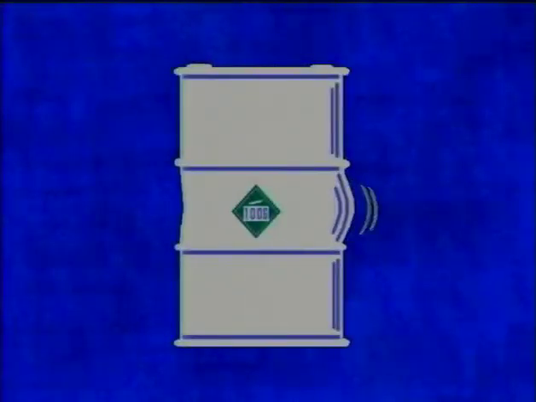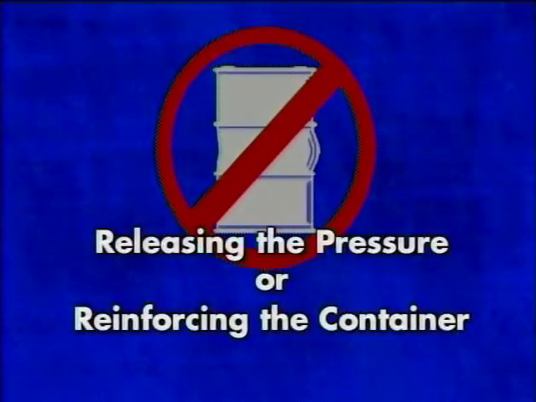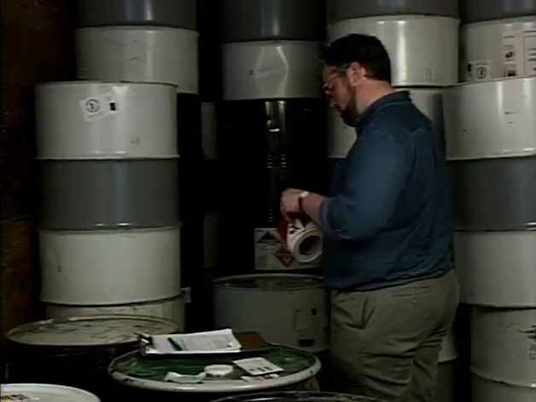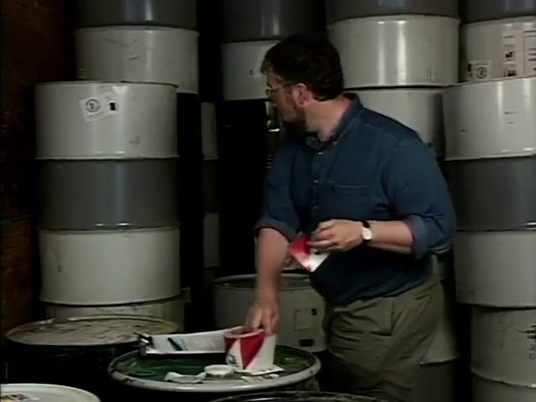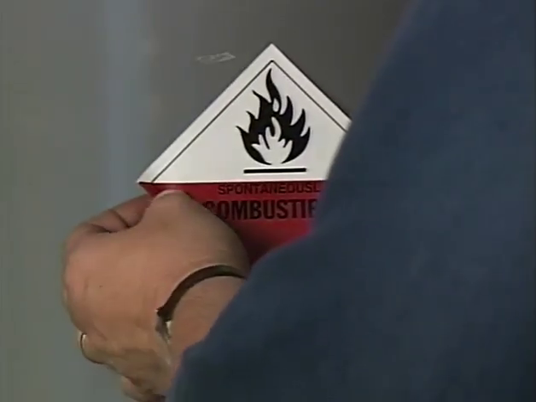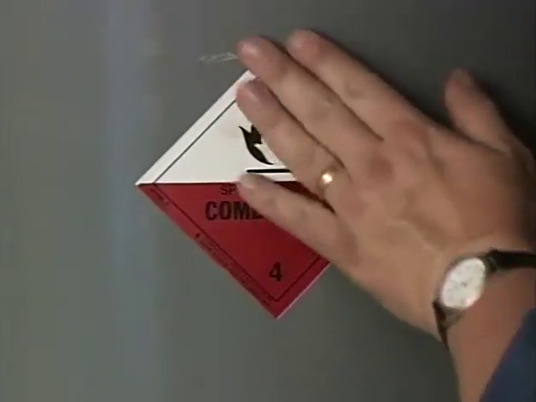Containers which seem to be bulging or swelling from excess pressure should not be moved until the cause of the pressure can be determined and the proper precautions taken. This may include releasing the pressure or reinforcing the container. See your supervisor for the specific procedures to be used at your location. It is important to remember that containers must be identified and classified in a staging area prior to shipping. This way, everyone down the line knows what they are handling.